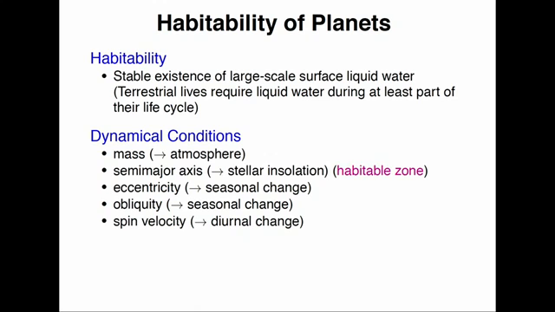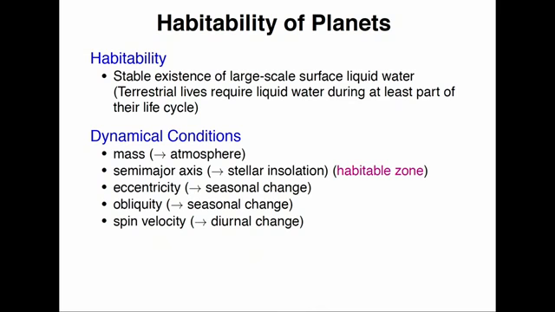But the classical habitability only considers the semi-major axis. But we already have papers discussing the effect of eccentricity, obliquity, and spin. So these dynamical properties are very important when we consider habitability, as we know.